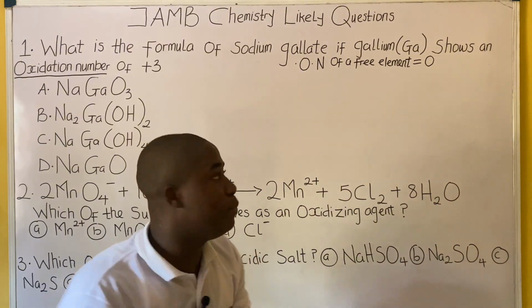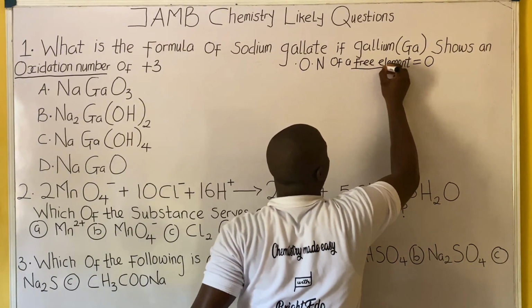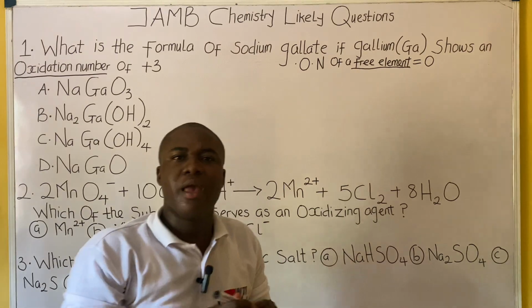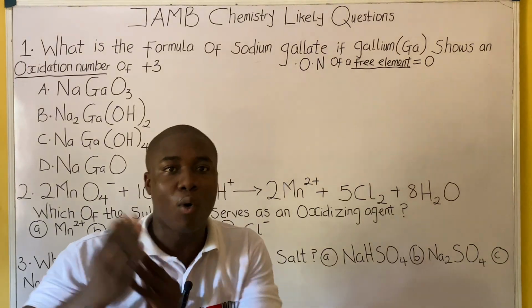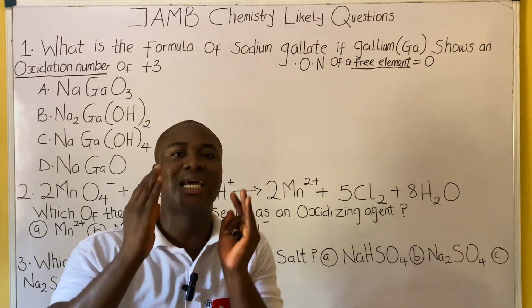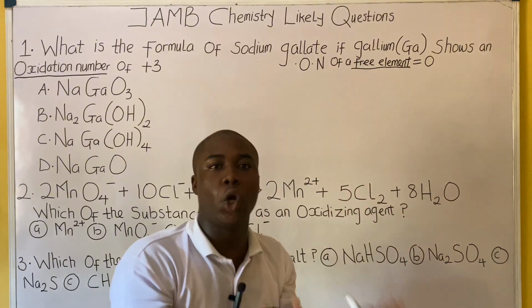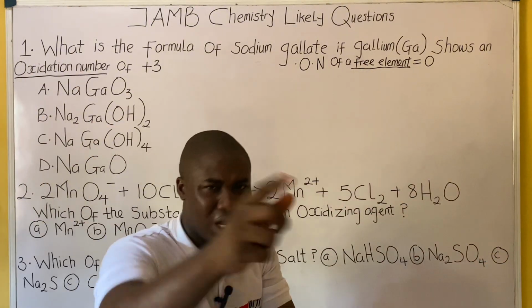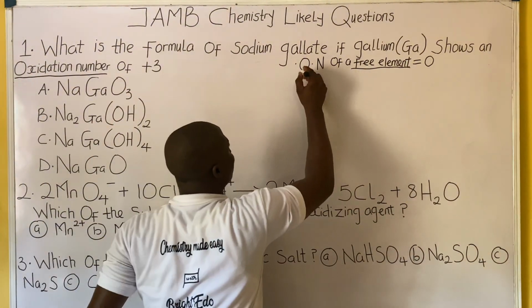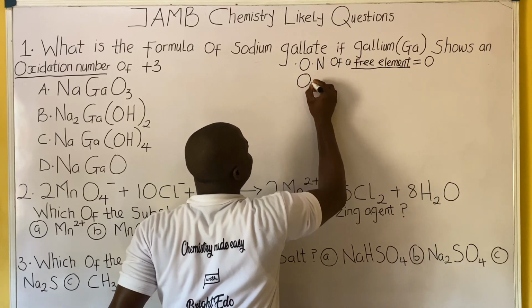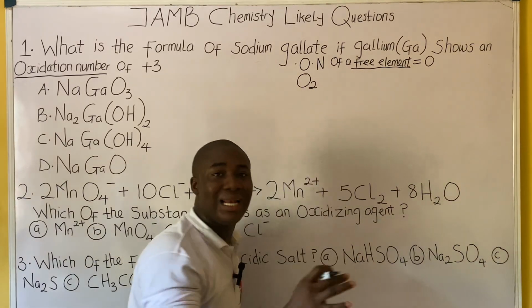Now this is what I mean, because you have to understand perfectly what a free element actually is. A free element is an element that is uncombined. A free element is an element that is standing alone. Just that element, nothing is attached. So this is what I mean. Let's take oxygen as an example. You know, oxygen is written molecularly as O2.